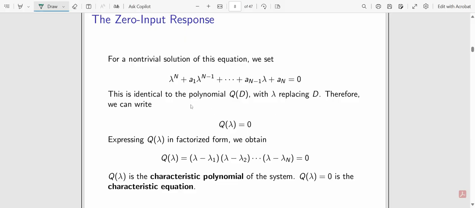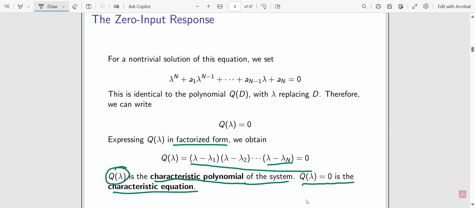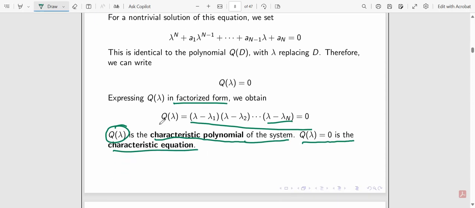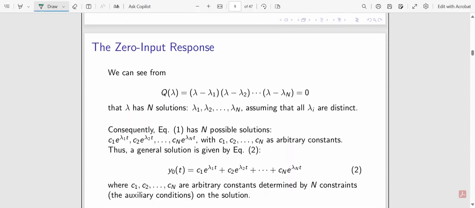In factorized form, we can write lambda minus lambda 1, lambda minus lambda 2, and so on till lambda minus lambda n. This Q of lambda is the characteristic polynomial of the system, and Q equal to 0 is the characteristic equation. Sometimes in the exam, the characteristic equation and polynomial are also asked.